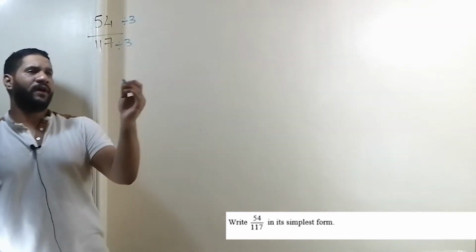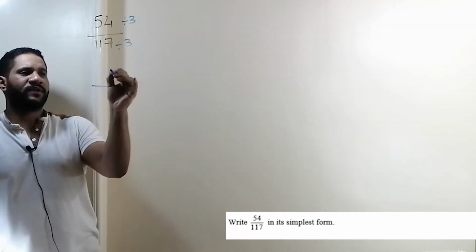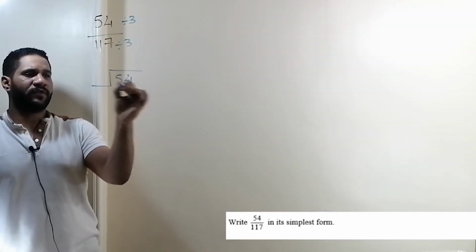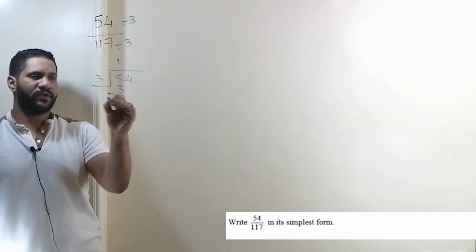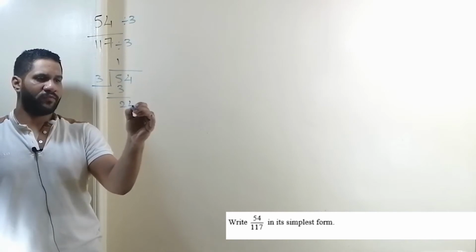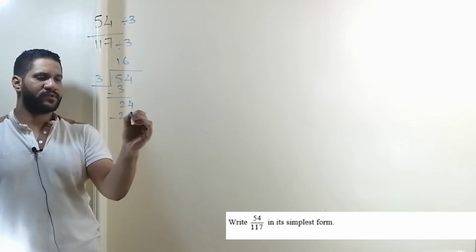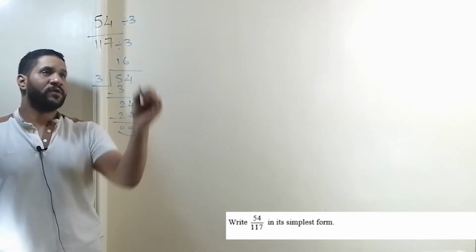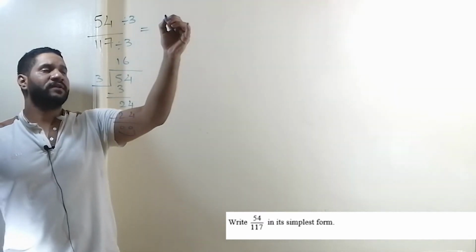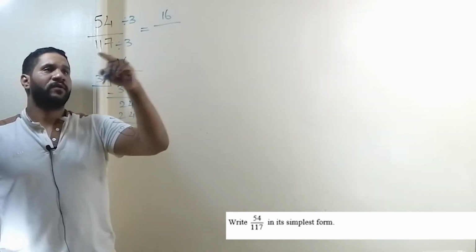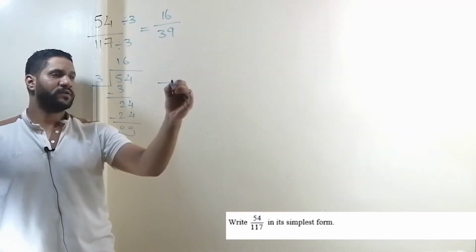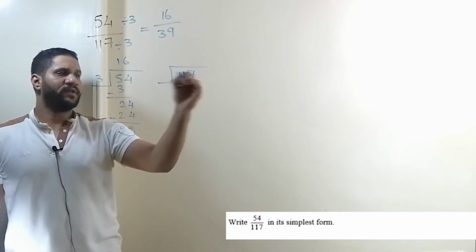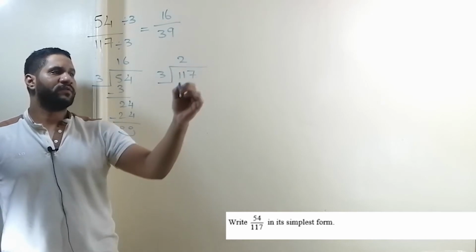54 divided by 3, I can't memorize it because it's not in table 3. Take it aside for a minute. 54 and 3. 5 minus 3 gives 2 and bring down 4. So 6 minus 24, 0. So when I divide this by 3, 54 will give 18. 117 will give you 39. Let's try it. 117 divided by 3 will give here 2.